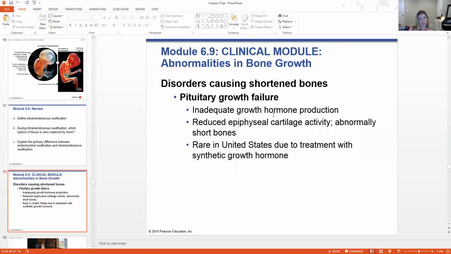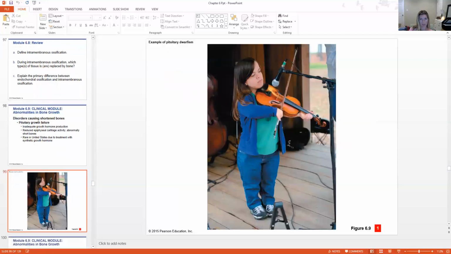There are disorders that cause shortened bones, like pituitary growth failure. This would be where growth hormone just isn't produced in high enough quantities. Growth hormone isn't just about growing, it's also about metabolism. So this can result in epiphyseal cartilage not being formed enough, and abnormally short bones. It's very rare because typically this is detected and synthetic hormone can be administered. This would be an example of pituitary dwarfism.